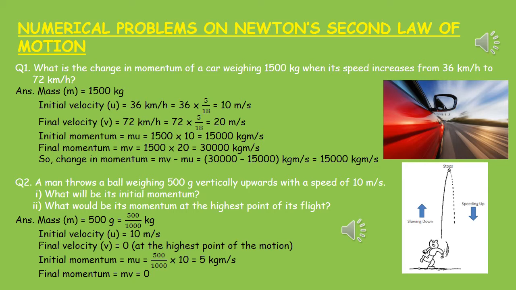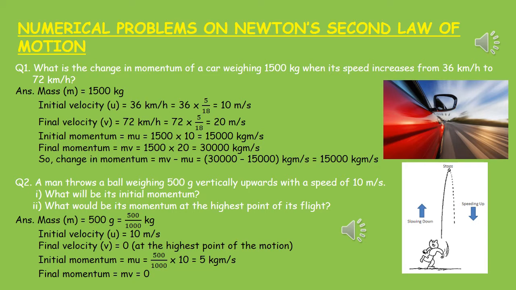Initial momentum, as we know, momentum is equal to the product of mass and velocity. So initial momentum will be mass into initial velocity, that is mu. 1500 into 10, that is 15,000 kg meter per second. Note that the SI unit of momentum is kg meter per second. Similarly, final momentum mv is equal to 1500 into 20, that is 30,000 kg meter per second.